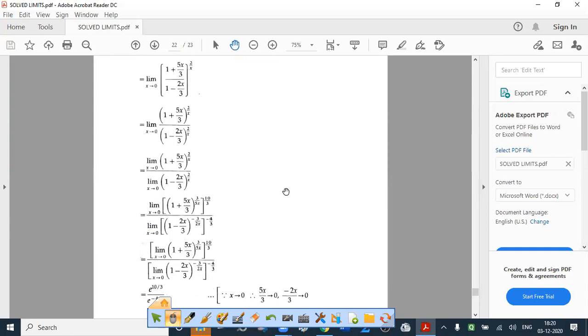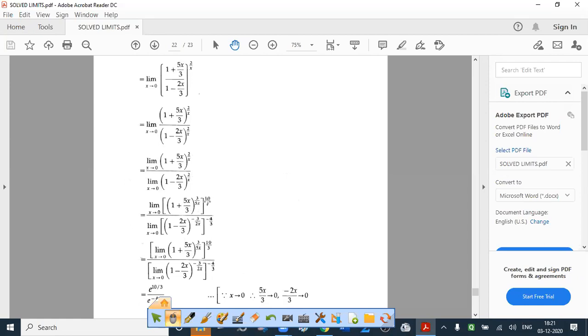Now next step is important. Consider the numerator. Something is added to 1. Same thing tends to 0. Index is the reciprocal of the term added to 1. What is the reciprocal of 5x by 3? 3 by 5x. This is required and not original. Original index is 2 upon x. To get that back, we have to multiply by 10 by 3. See, 3 upon 5x into 10 by 3 is the same, 2 upon x.